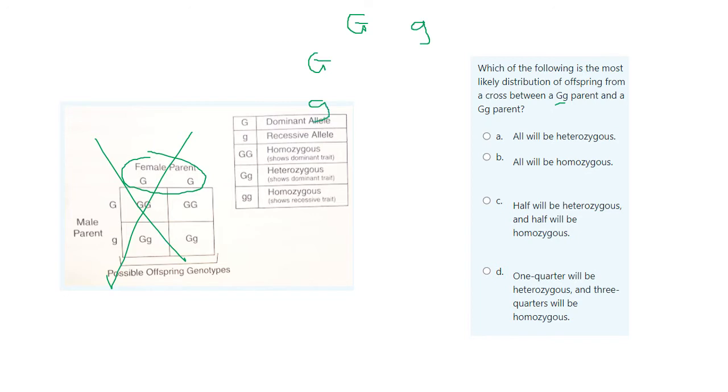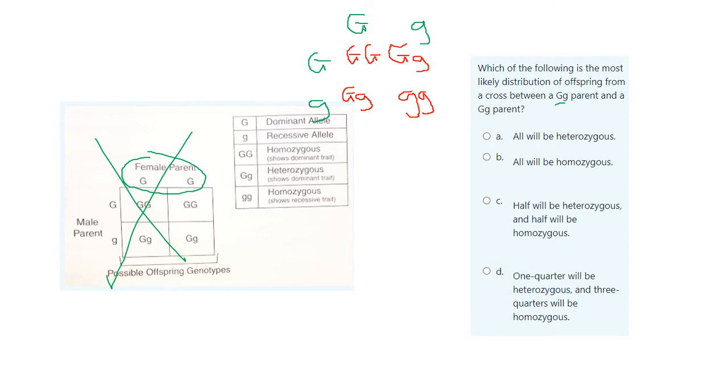So for the first one, they will get the dominant allele from both the mother and the father. The next one will get 1 dominant allele and carry 1 recessive allele. The same for down here. They will get 1 dominant allele and 1 recessive allele. The final will get 2 recessive alleles. So now that we have our Punnett square, we can read the question again.